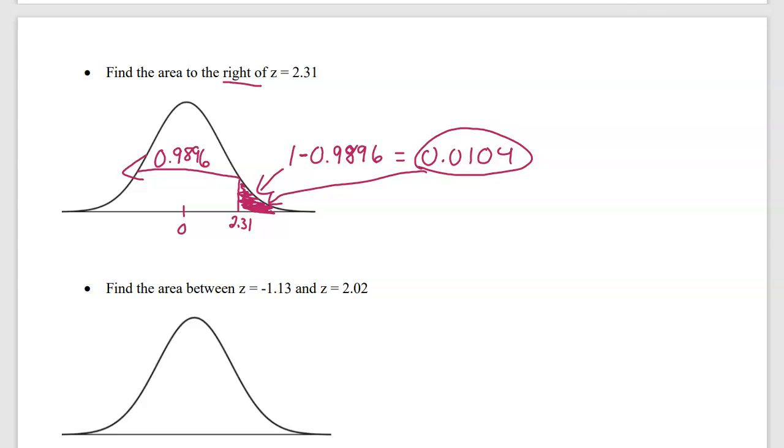Now, I'm going to show you a second way of finding this. Think about the fact that the curve is symmetric. Okay? So remember that the right side is exactly equal to the left side. So if I fold this over, negative 2.31 and 2.31, this amount should equal this amount. This is shaded to the left. So let's go look up a negative 2.31 on our table.